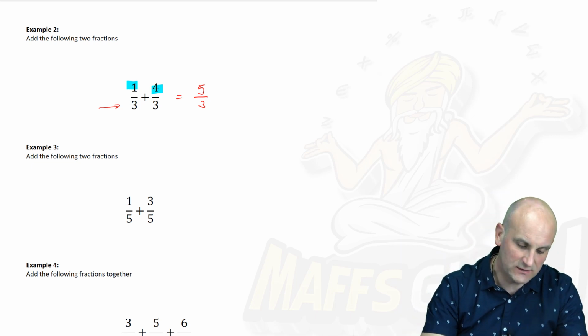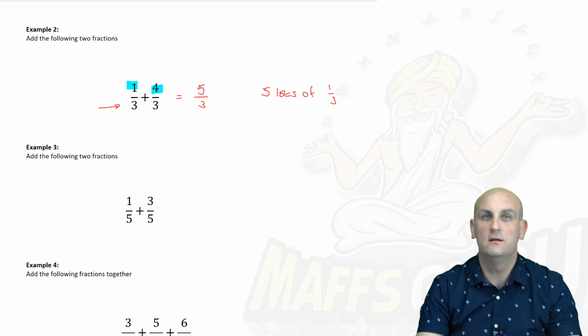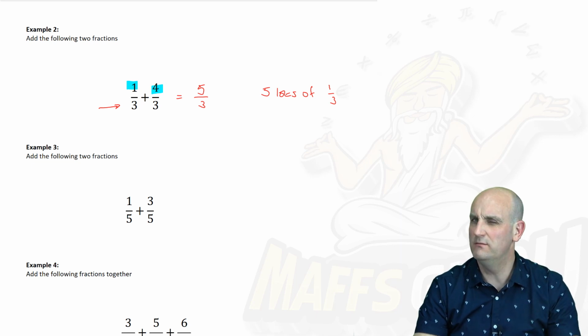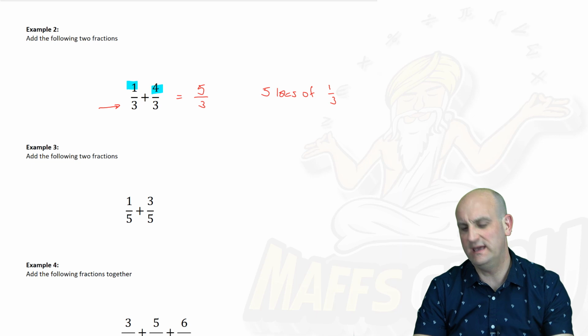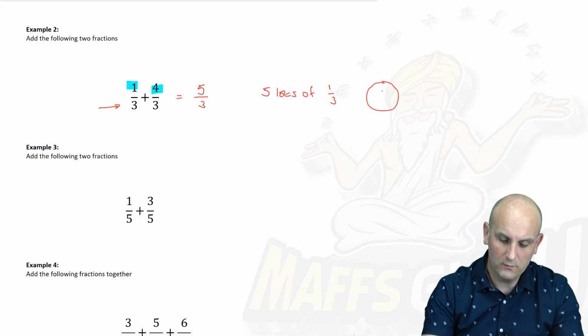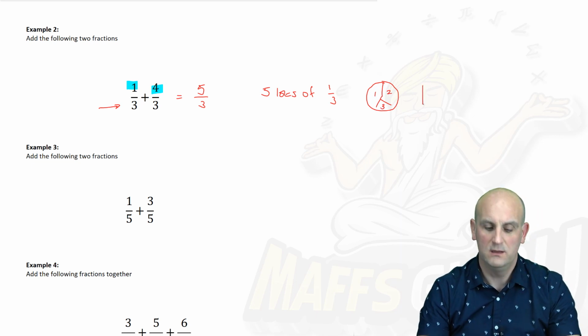Now, what I say to myself is then, I've got 5 lots of 1/3 of a cake. I've got 5 thirds of a cake. Well, hold on a moment. If I've got thirds of a cake, how many thirds make a whole one? Well, hopefully we'll go, there's 1, 2, and 3 thirds make a whole one. So I've got 1 whole cake.